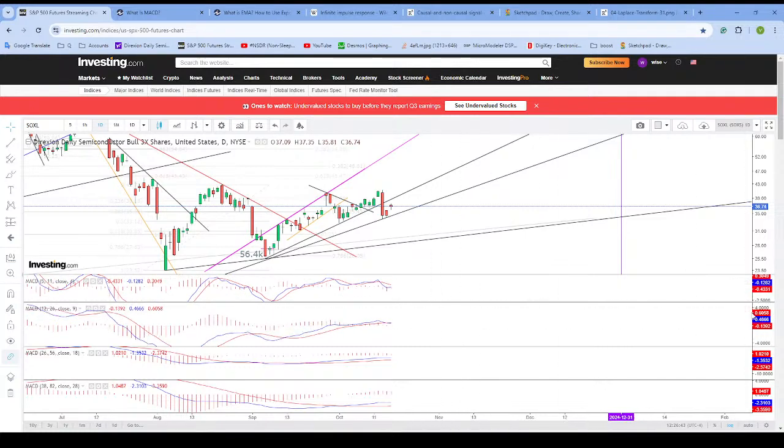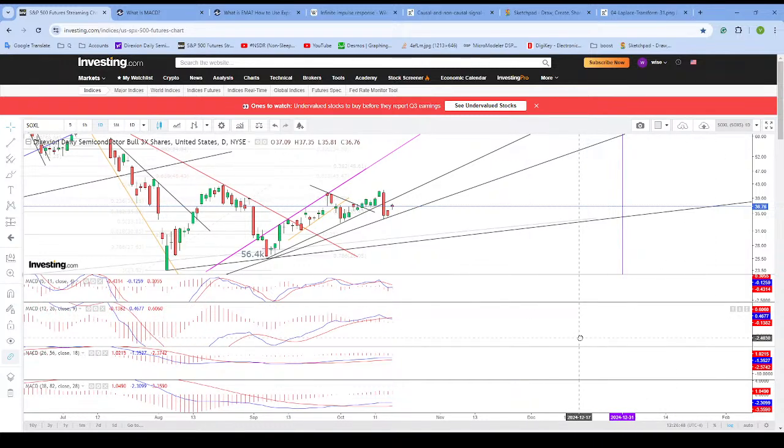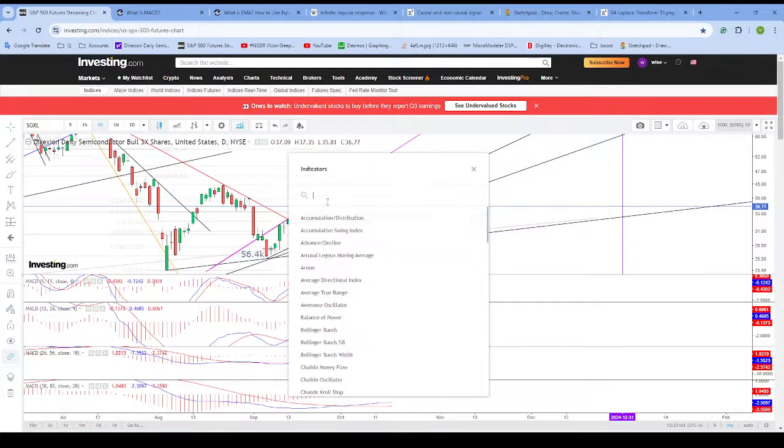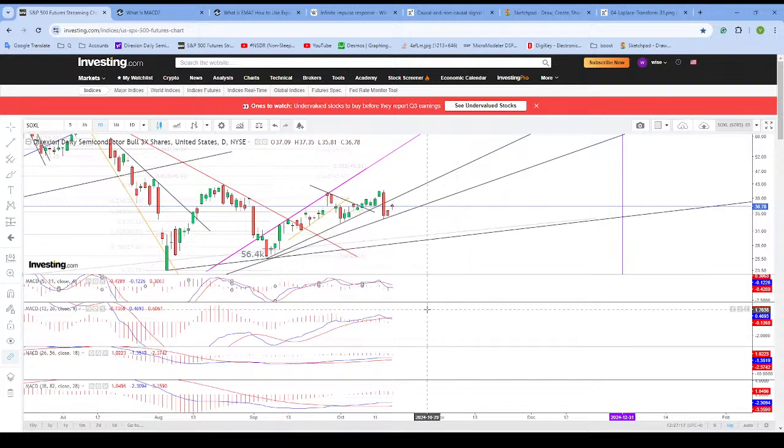So one of the traditional methods to basically understand when the market is bull or bear is this MACD. Basically, you use this tool that is available in investing.com right there. Indicators, you select MACD, then you can choose that, and it has some tuning parameters like a fast lane, slow lane, source, signal length, etc.